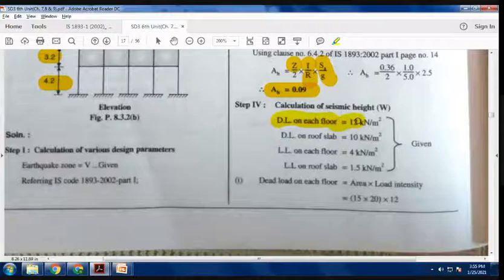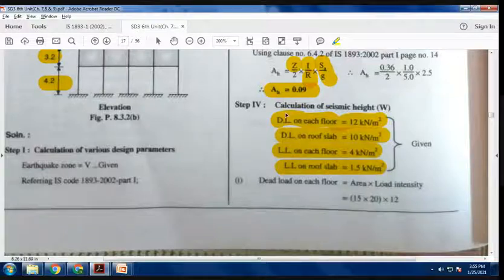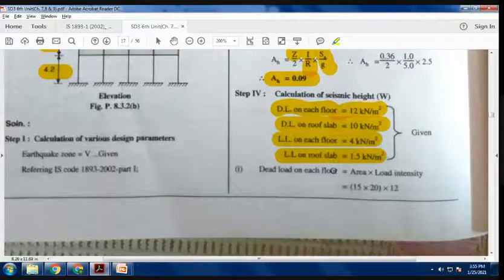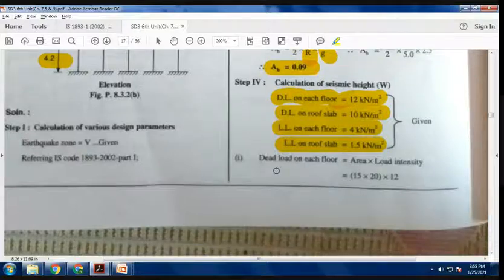Dead load on each floor. Okay, just remember he has given dead load on each floor, dead load on roof slab, live load on each floor, live load on roof slab. The first thing is that dead load on each floor.